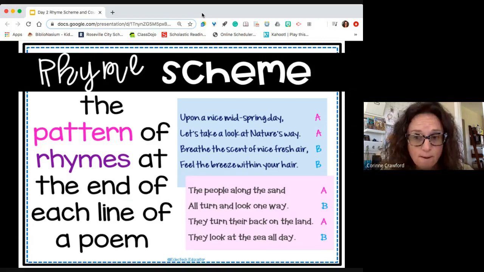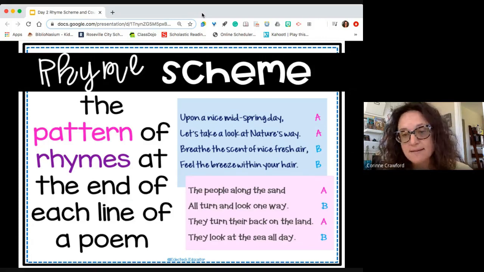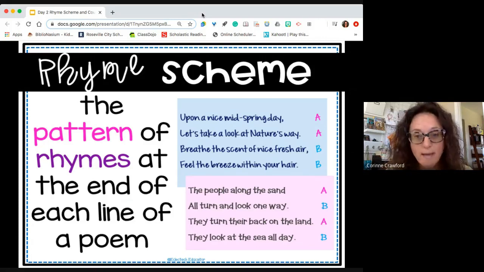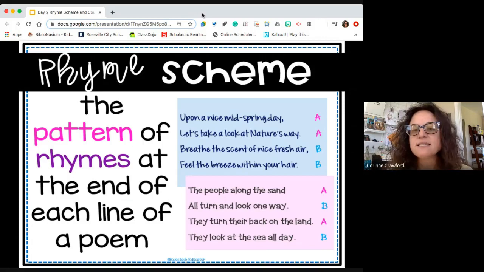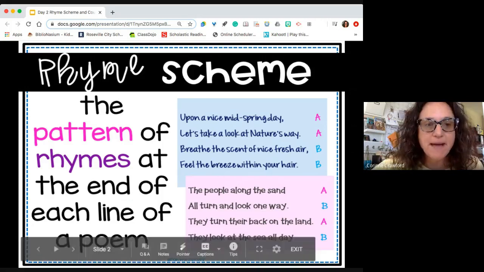This is a different poem, and it rhymes in a different way. The people along the sand all turn and look one way. Neither one of those rhymes, so we're going to call one A and one B. They turn their backs on the land. Aha, land and sand rhyme, so we're going to give land an A. And they look at the sea all day. Day and way rhyme, so both of those are going to be a B. So we can call the first poem an A-A-B-B pattern, and the second poem we will call an A-B-A-B pattern.